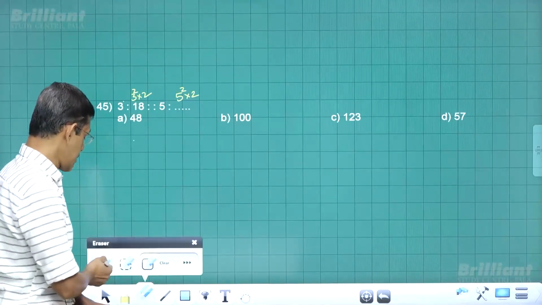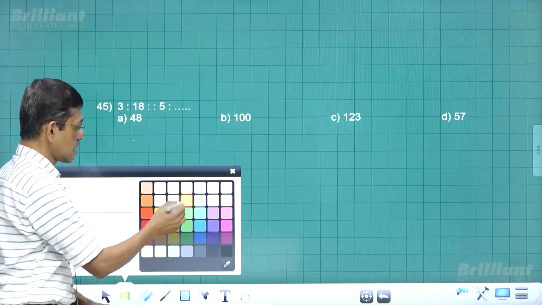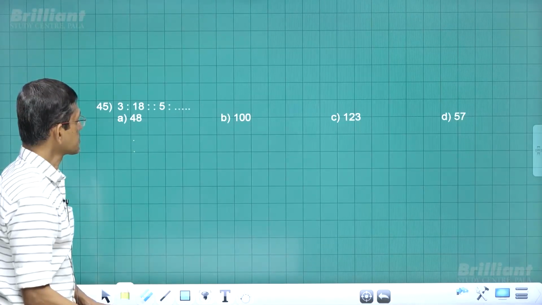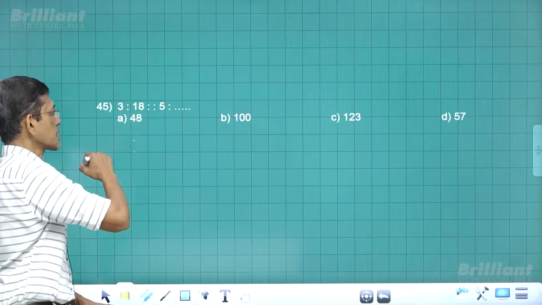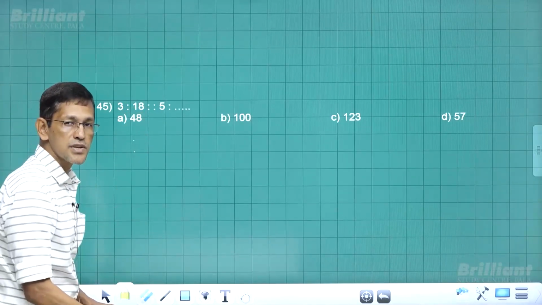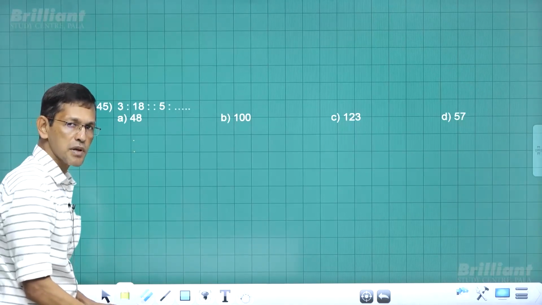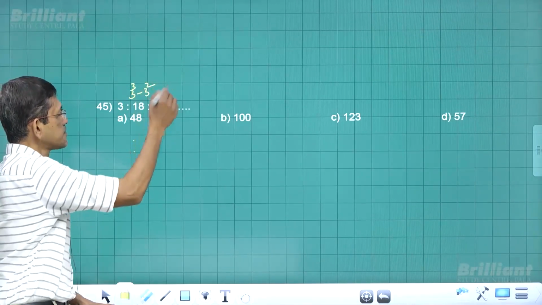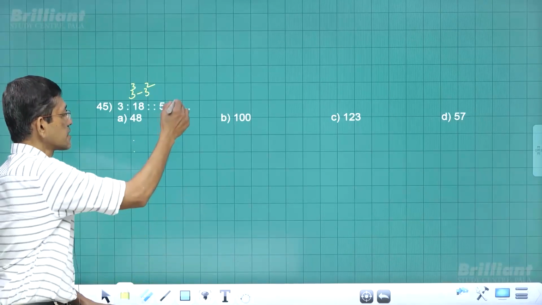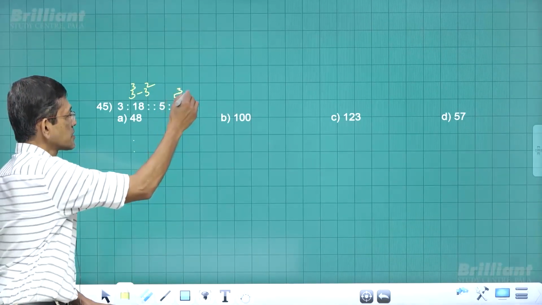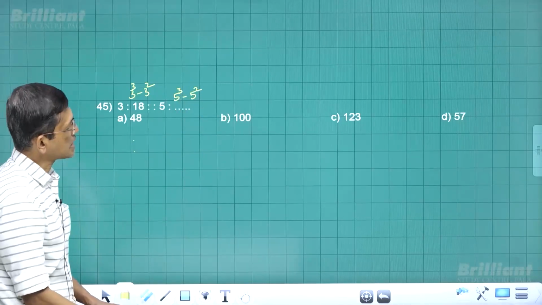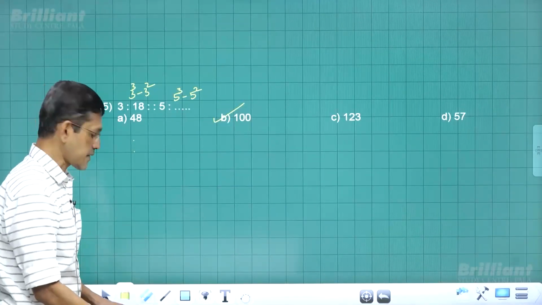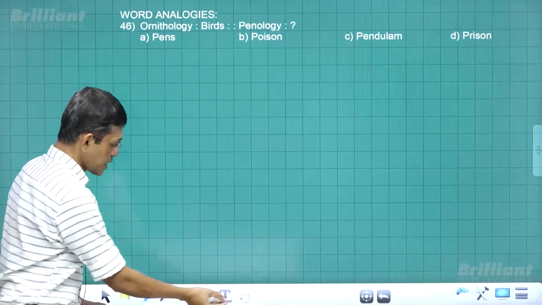What else do we do? Another possibility: 27 and 18, the difference is 9. So 9 is subtracted from 27. What is 27? 3 cube. So 3 cube minus 3 square. Then in a similar way, 5 cube minus 5 square. 5 cube is 125. 125 minus 5 square. 5 square is 25. So what is the answer? 100. 125 minus 25.